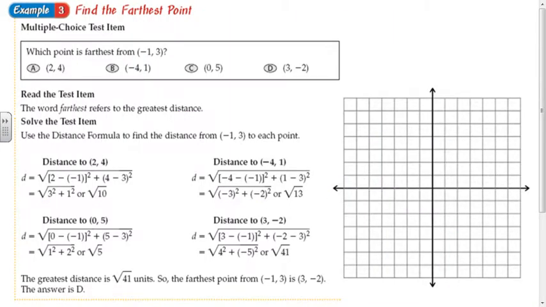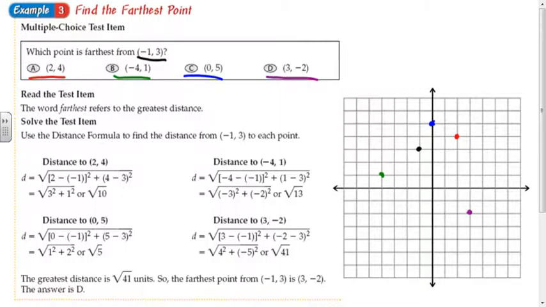Now, if this ever comes up on a test, like a multiple choice test, it would say which point is farthest from -1, 3, which again, we can look at visually. So it would look something like this. Our first choice, A, would be at 2, 4, look something like that. B is at -4, 1, somewhere like that. C is 0, 5, which would be right here. And D is at 3, -2.